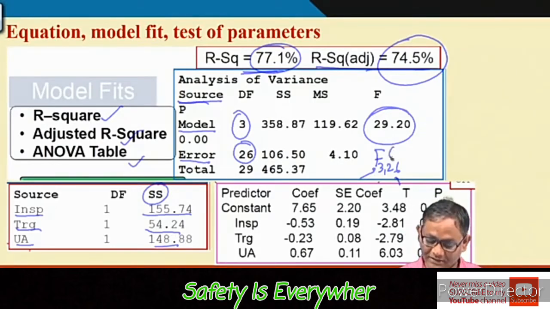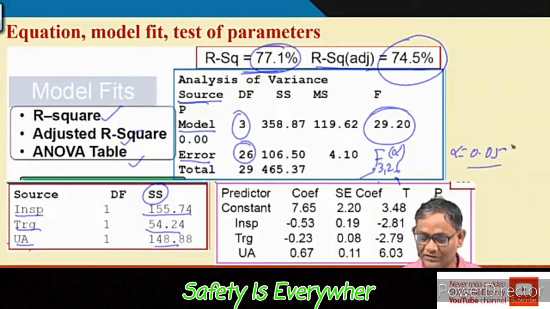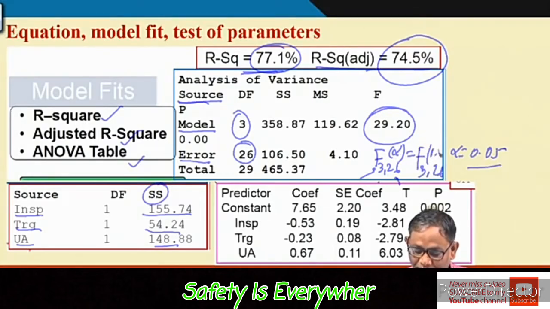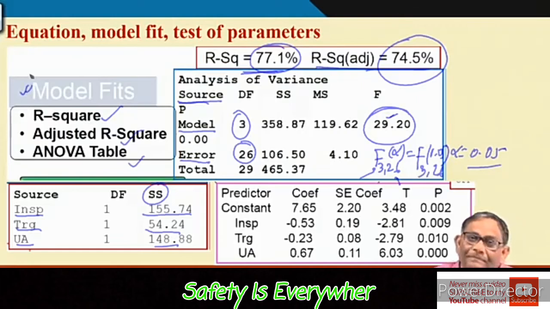Then you consider a significance level which is alpha. Alpha is usually 0.05, which is the error in accepting the hypothesis. Okay. So, if I compare this value with F(3, 26; 0.05), you will get a value which is much less than this value. That means the model is fit to the data. So, that means the linear model is a fit. So, this is the first thing.